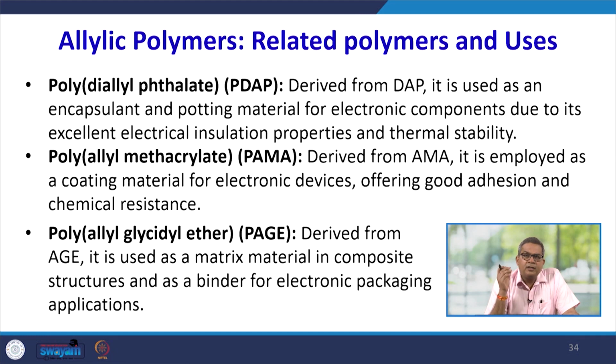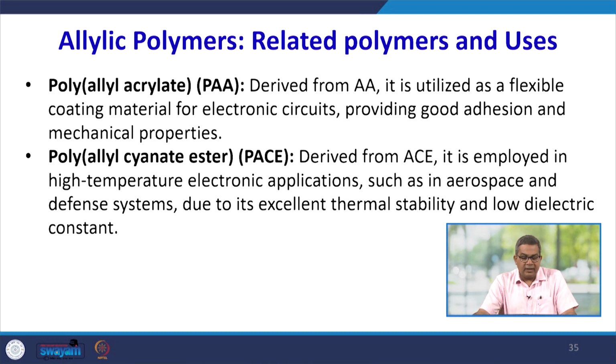Then polyallyl glycidyl ether, PAGE. This is derived from AGE, and it is used as a matrix material in composite structures and as a binder for electronic packaging applications. Then polyallyl acrylate, PAA. This is derived from allyl acrylate, and it is used as a flexible coating material for electronic circuits, providing good adhesion and mechanical properties.